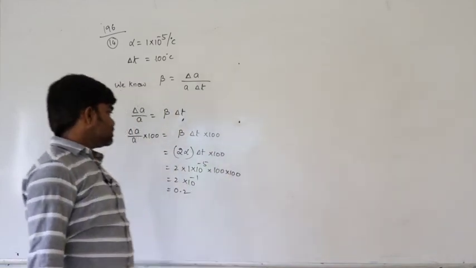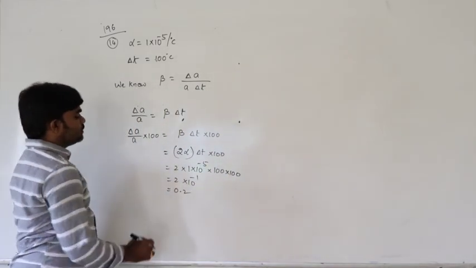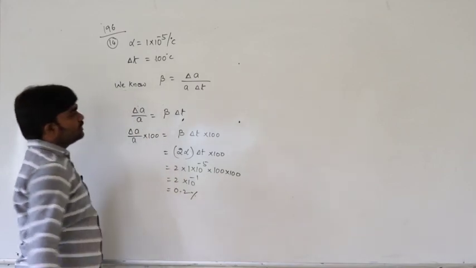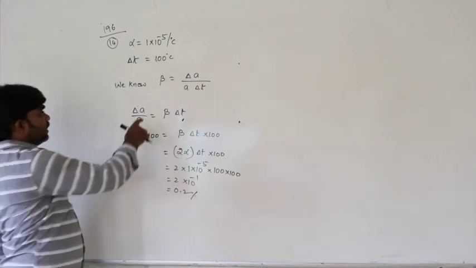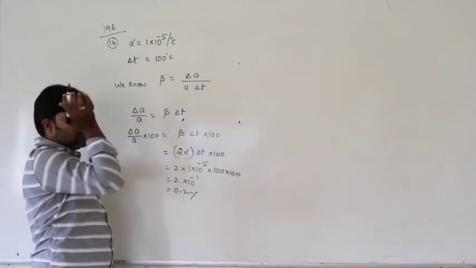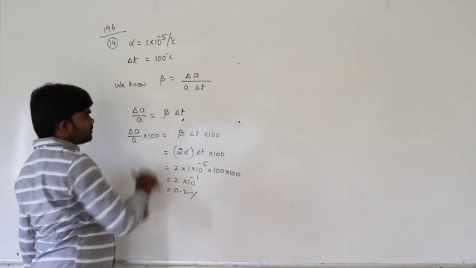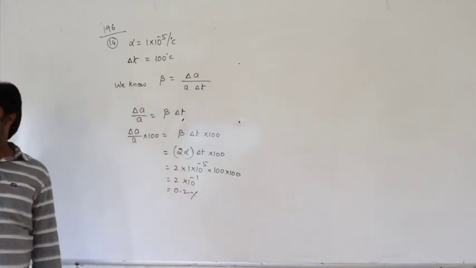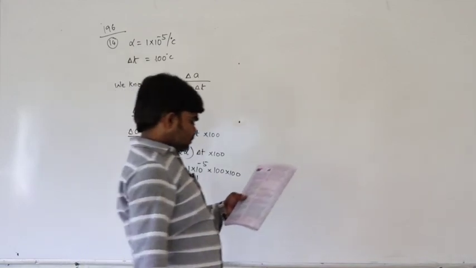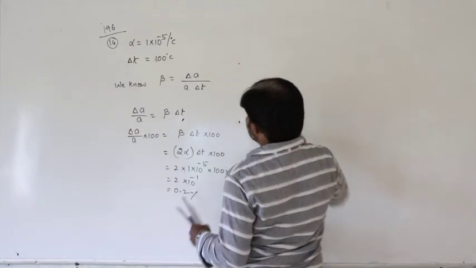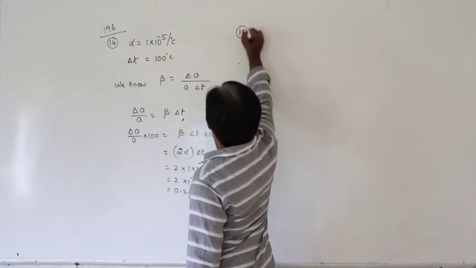The percentage increase in area is 0.2%. That is the answer. Delta A by A is equal to beta delta T, so delta A by A is equal to beta delta T, and this is the concept. Now, one more problem on the same page, the 15th one.